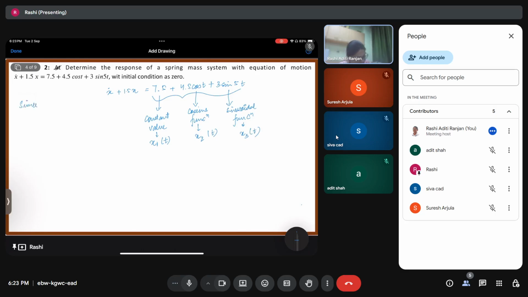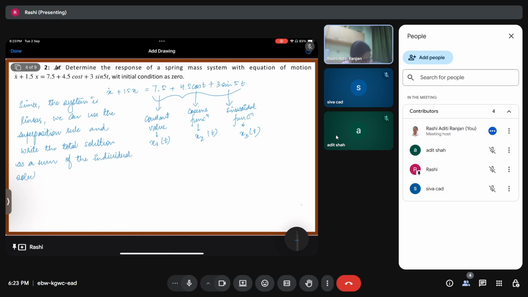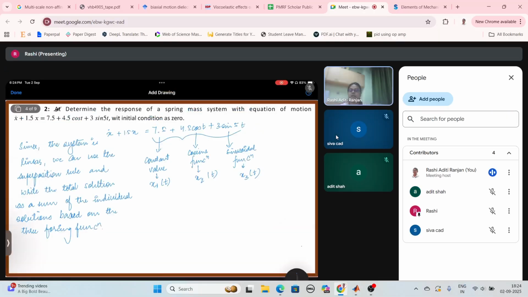Since the system is linear, we can use the superposition rule and write the total solution as a sum of the individual solutions based on the three forcing functions. Okay, I hope this idea is now clear, right?